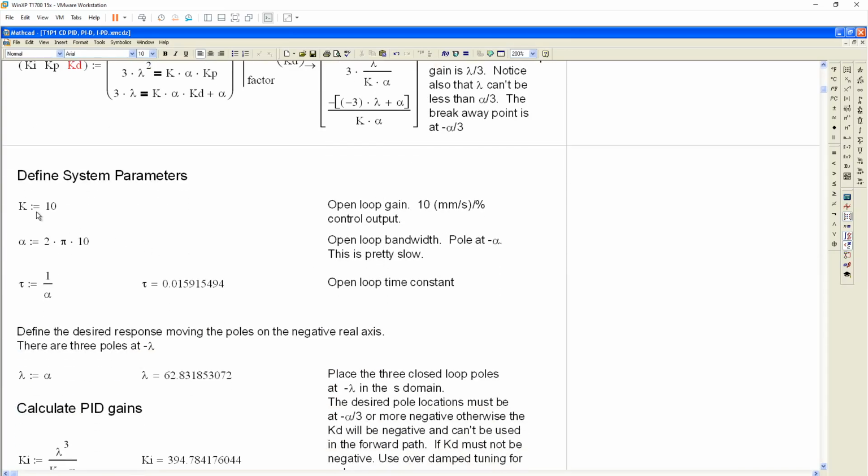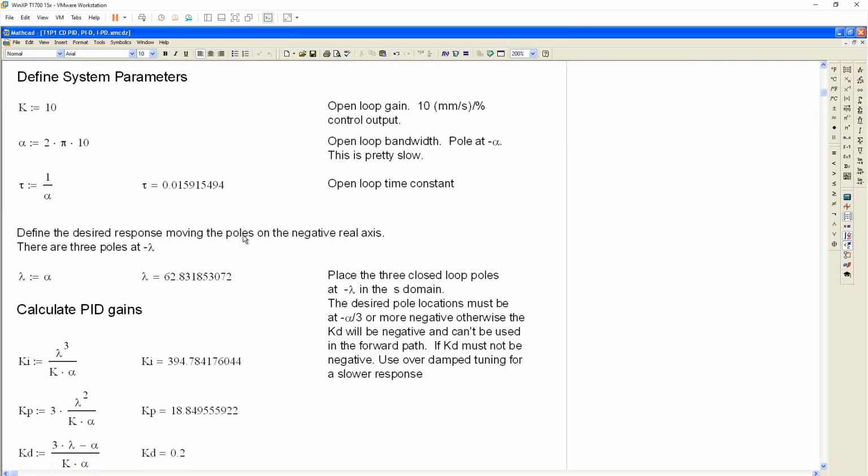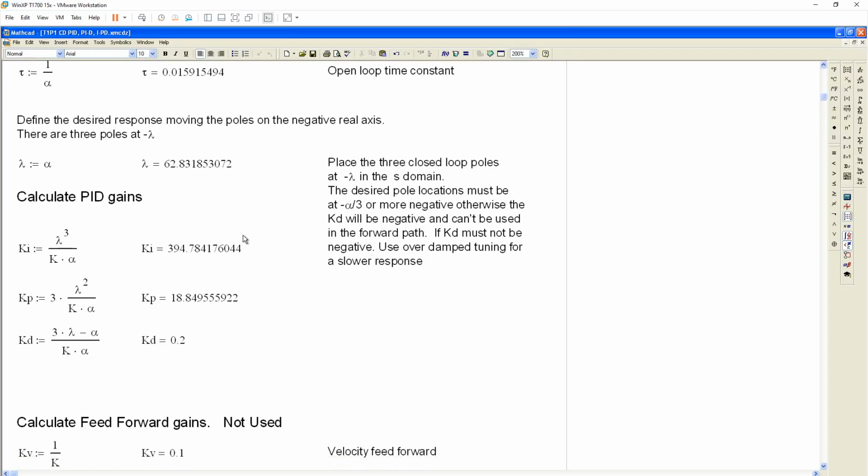Then I'm going to define some values. My open loop gain is going to be 10 millimeters per second per percent, and my corner frequency is going to be 10 hertz. If I multiply it by 2 pi, I get it in radians. And then if I invert that, I get the open loop time constant. I'm going to want to put the 3 poles at minus alpha, at the same location. So the poles are going to be at minus lambda, and the poles are going to be at minus alpha.